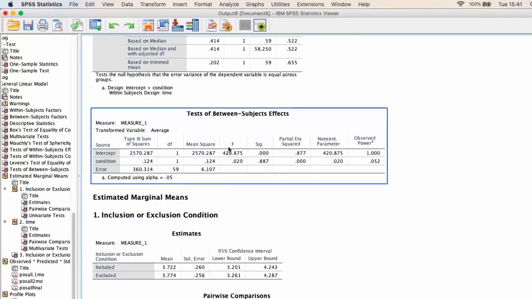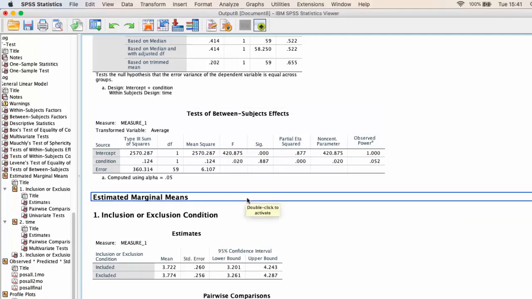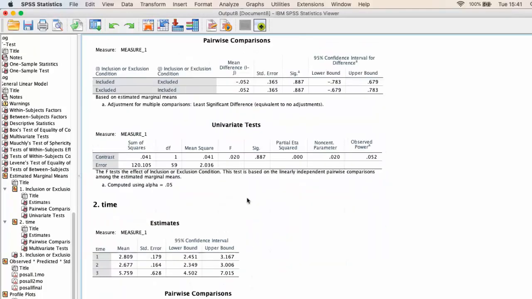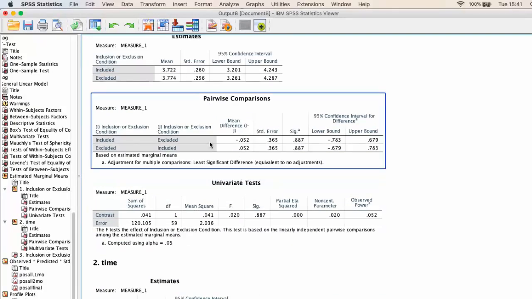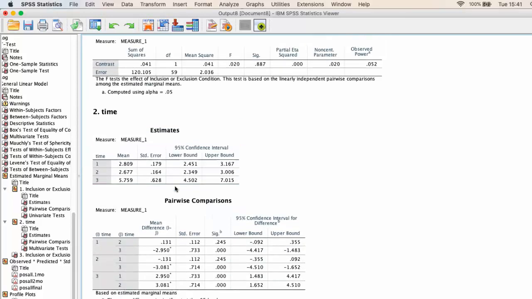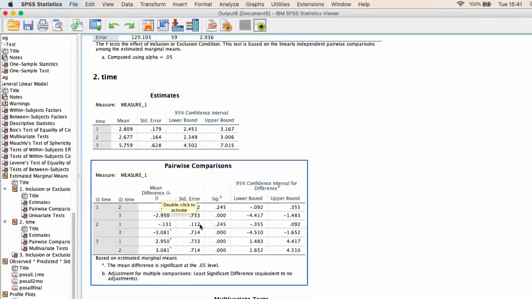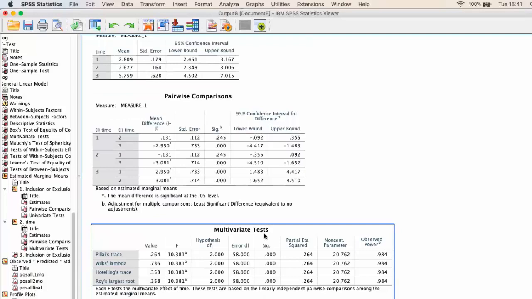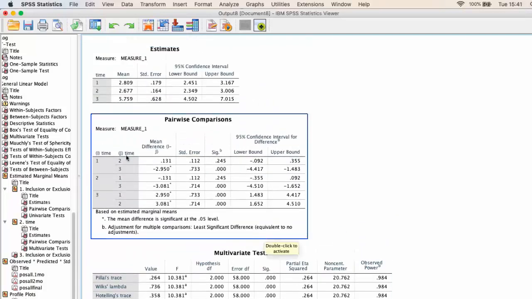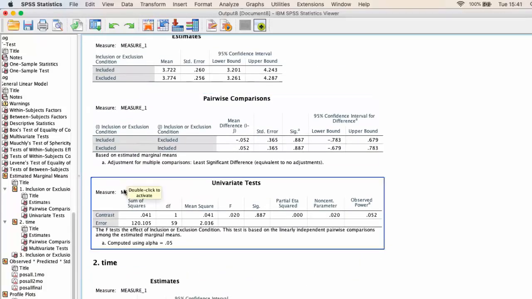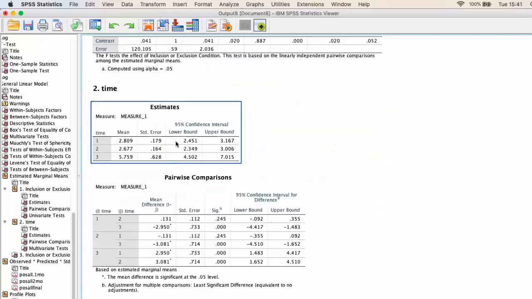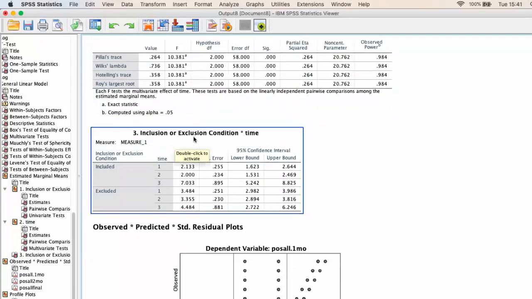But in this case, we do have a significant interaction, so we will talk about simple effects. So here you got your pairwise comparisons, and you can see just for inclusion, exclusion condition what's going on there. You got your pairwise comparisons for time, but what we need at this point is to see a simple effect. We don't want to just look at time, and we don't want to just look at condition. We want to look at both at the same time. We want to look at inclusion or exclusion condition by time.